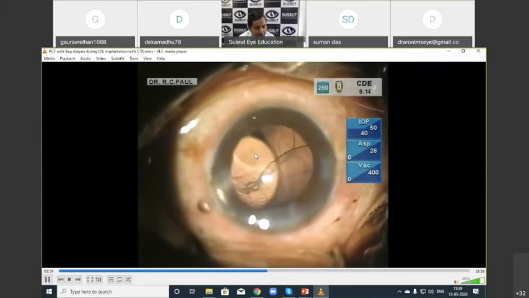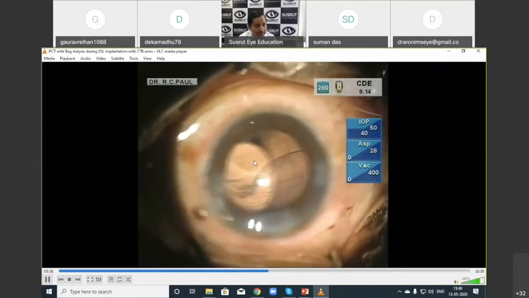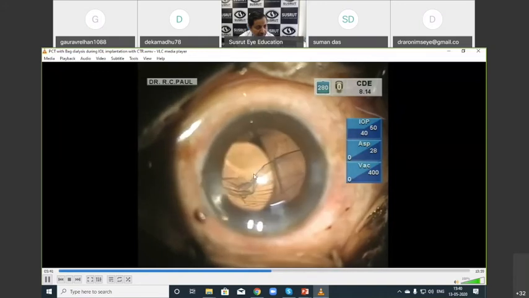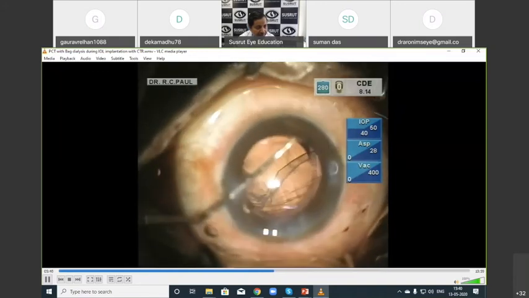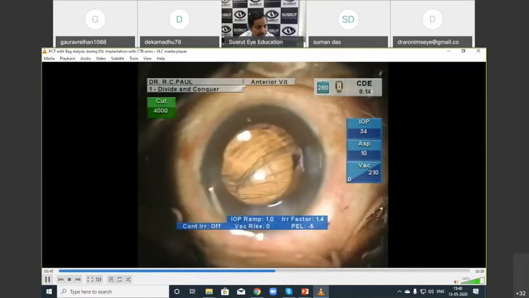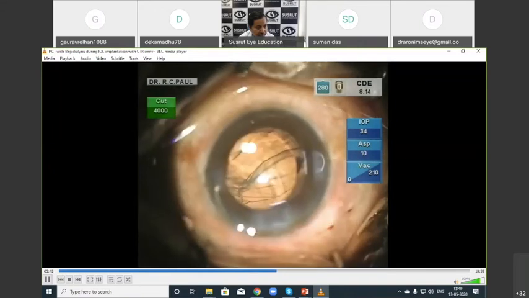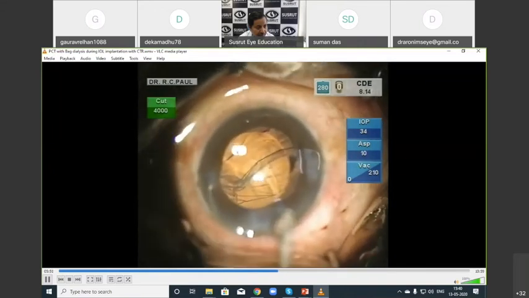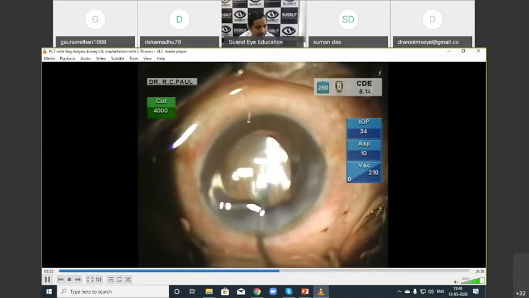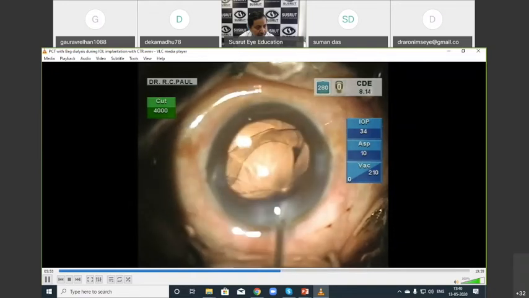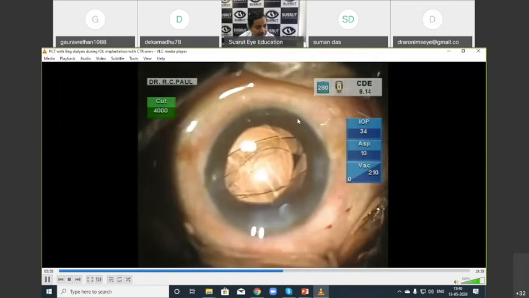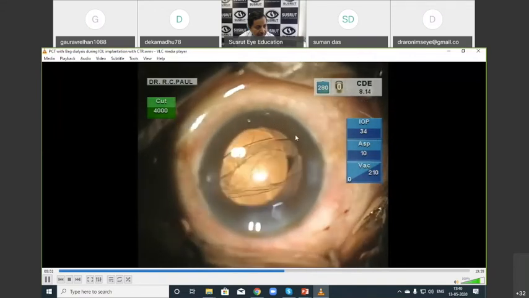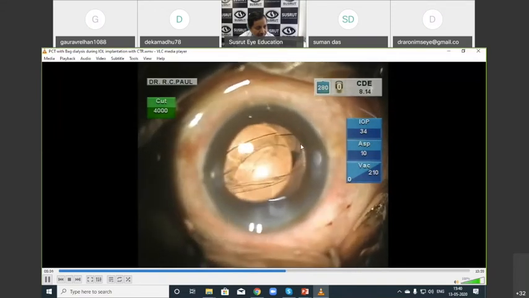So the IOL has gone further behind. One third was outside the bag, now more than half is outside the bag. So one of the main dangerous haptics has been retrieved on top of the iris.